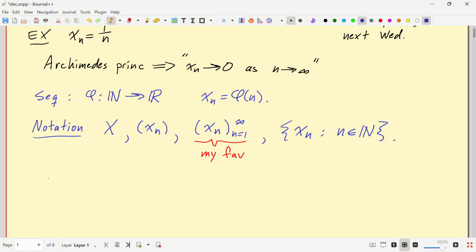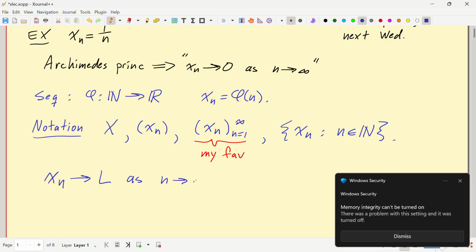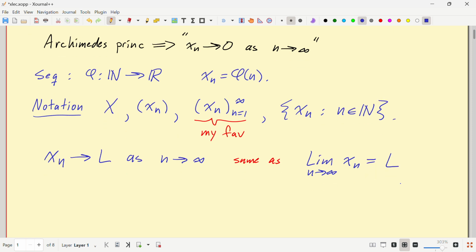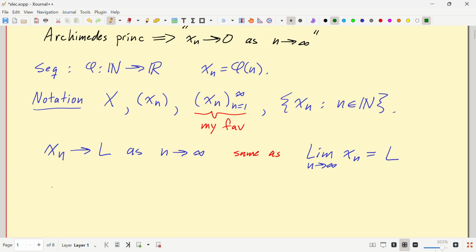I wrote something above. I wrote x sub n. Let's say x sub n tends to a limit, L, as n goes to infinity. This is the same as writing the limit as n goes to infinity of x sub n equals L. And I've got to tell you what we mean by that notation here. So the definition of that notation.